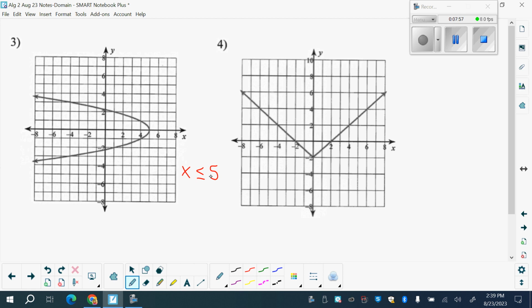Negative infinity. So this is the first time you probably heard of negative infinity. So it's going towards negative infinity. We're going to use that later when we do interval notation. But here we don't have to say it. We just say x is less than or equal to 5.